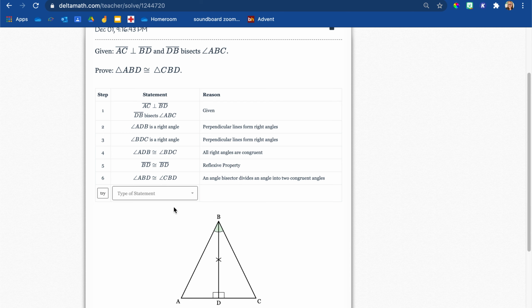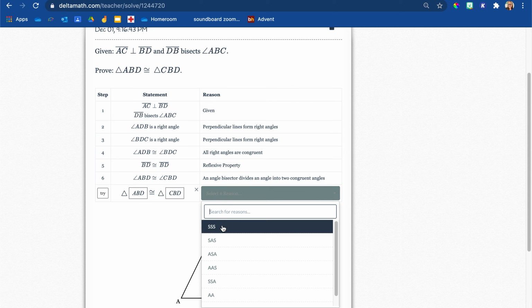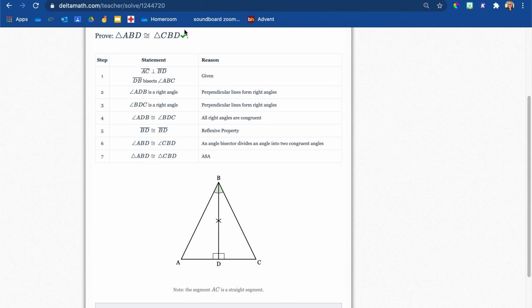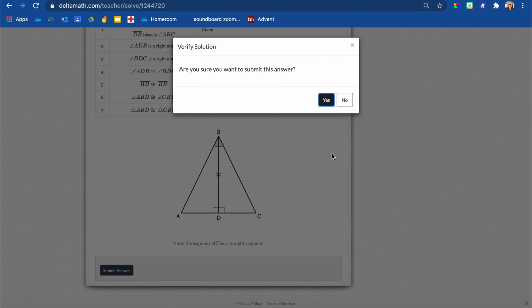The next piece here, we've got an angle, a side, and an angle. Look, angle, side, angle. That means that these two triangles are congruent, so I can say that triangle ABD is congruent to triangle CBD. And I can say that that's the case by, once again, angle, side, angle, because the order of them in the triangles is angle, side, angle. We're going to try that, and now we've proven it. We've got a check mark there, and we can submit our answer and keep going.